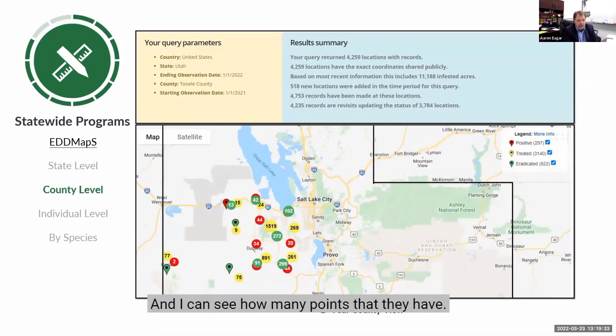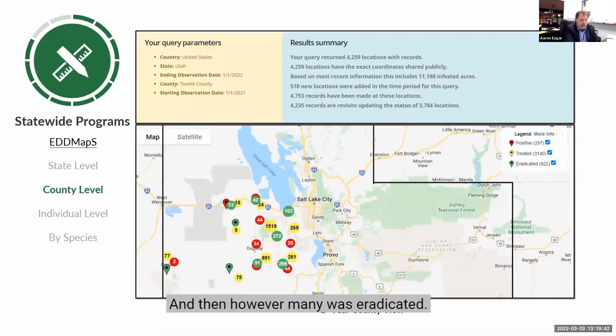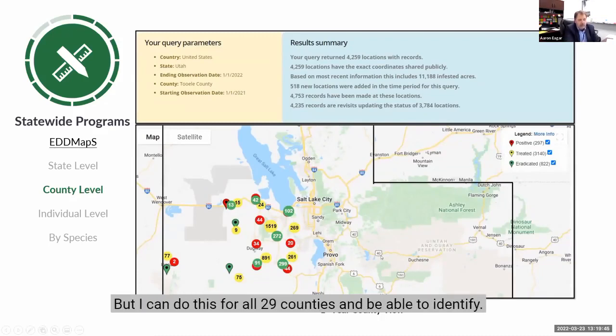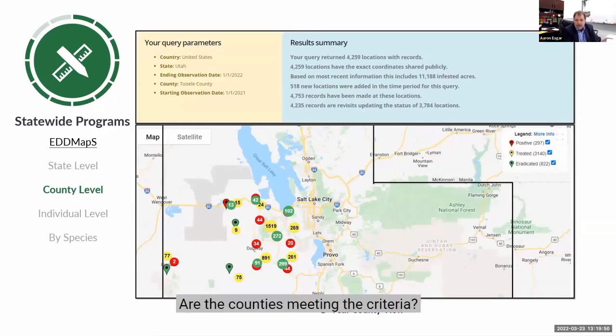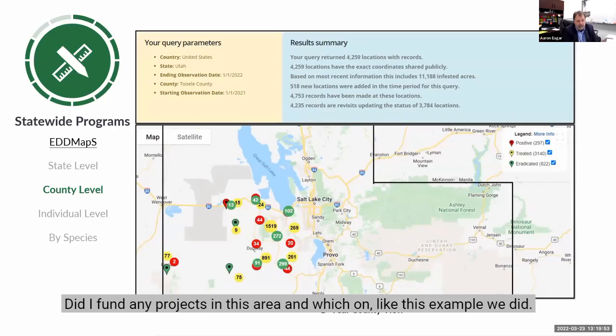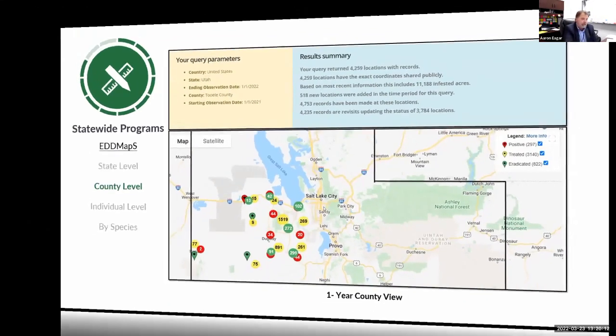And I can see how many points that they have. They had 3,140 treated points in that year period, 297 positive, and then however many was eradicated. But I can do this for all 29 counties and be able to identify, okay, are the counties meeting the criteria? Are they not? Did I fund any projects in this area? And on this example we did, I know where it is. It's in that 1,519. And I could zoom right in on that yellow spot and go, okay, what was treated, what species was treated, and did they meet the obligations of the contract that I gave them?